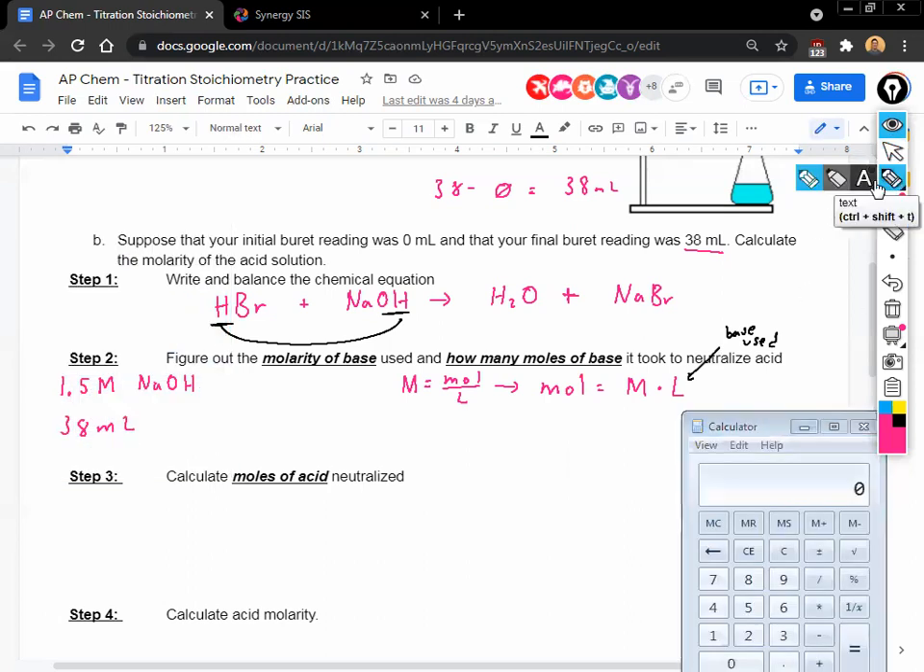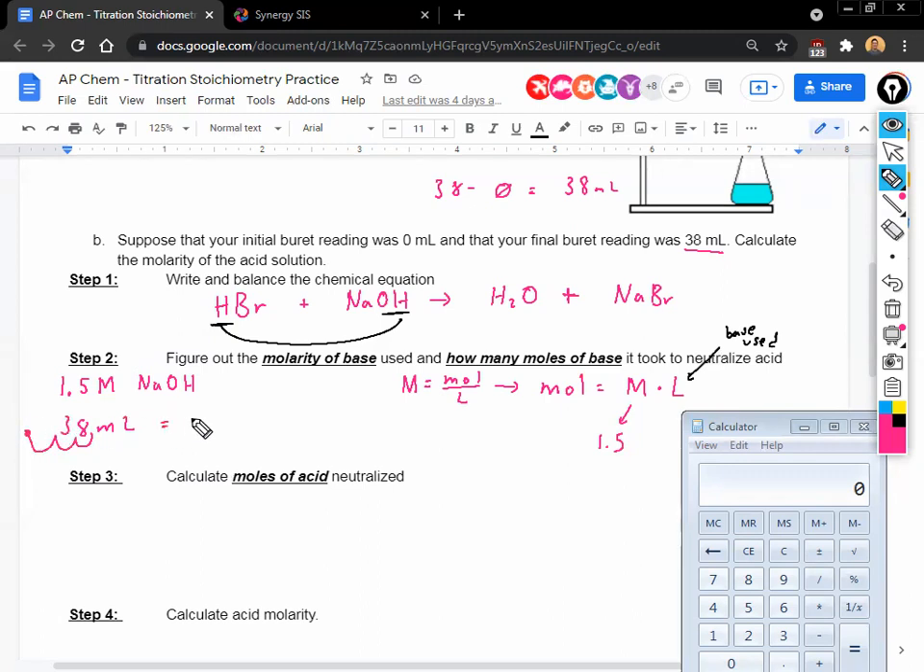Alrighty, guys, so let's go over this together. If you're finishing up, you can just check your answer at the end. But we're trying to find moles. If our molarity is 1.5, we can just plug that into the equation right here. This is just 1.5. We have 38 milliliters, but we need to use liters of base. So we just need to move the decimal 3 times to the left, or you can divide it by 1,000.